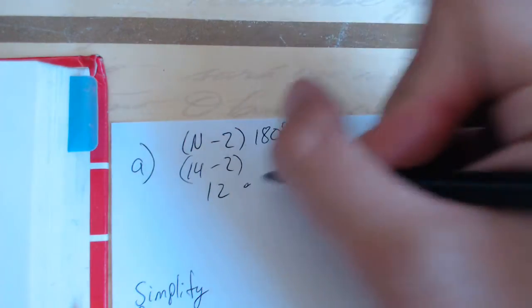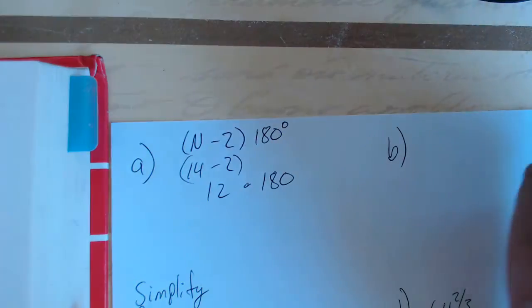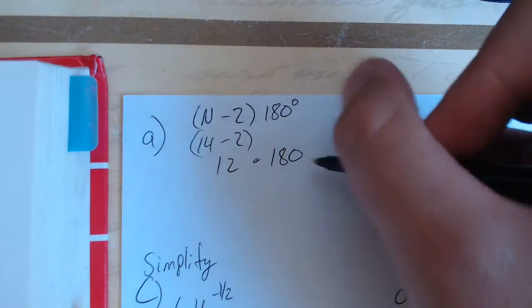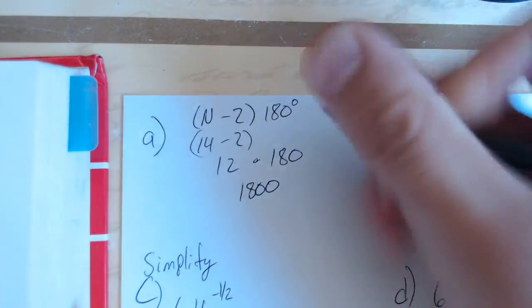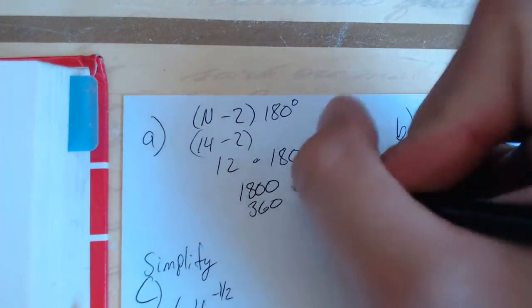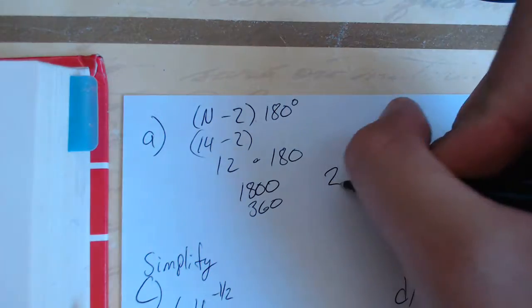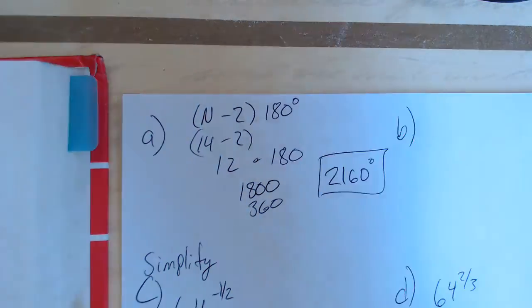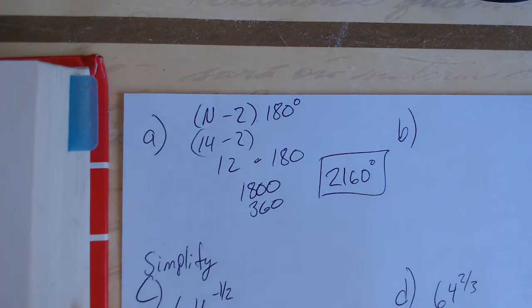So all we have to do is take 12 times 180. We can do some quick multiplication. 10 times 180 gives us 1800. 2 times 180 gives us 360. Add those together and we get 2160 degrees. So that one's not too hard.